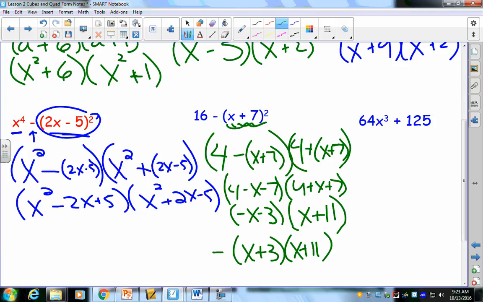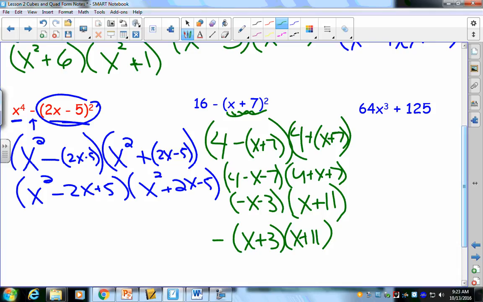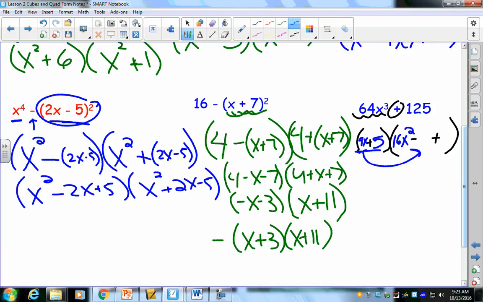All right, my last one, two terms. It's not a minus sign, so I can't look for squares, but if you notice, I have perfect cubes. So I'm going to go ahead and use my pattern, which is a binomial times a trinomial. It's a plus, so I have plus, minus, plus. Cube root of 64x to the third is 4x. Cube root of 125 is 5. The 4x squared is 16x squared. Multiply them together, giving me 20x. 5 squared is 25. And that's as far as I can go.